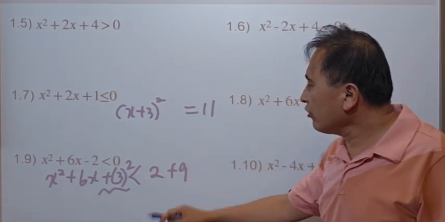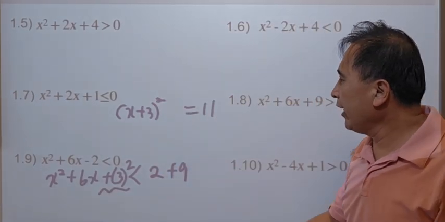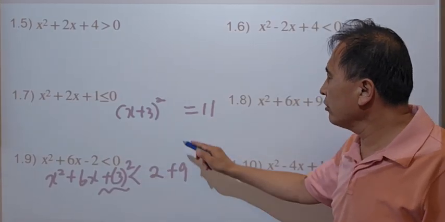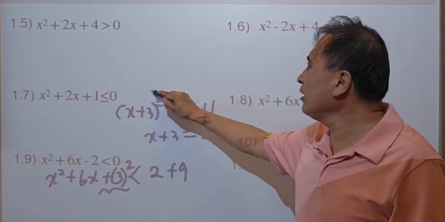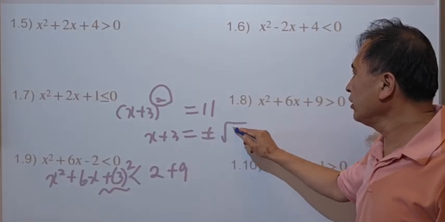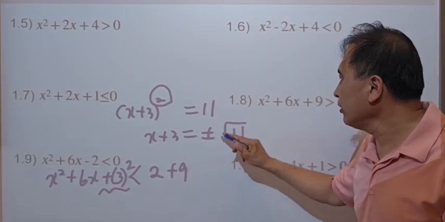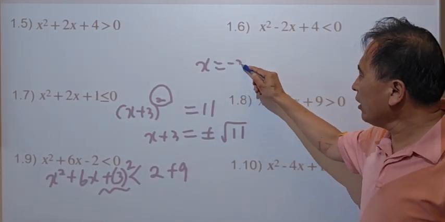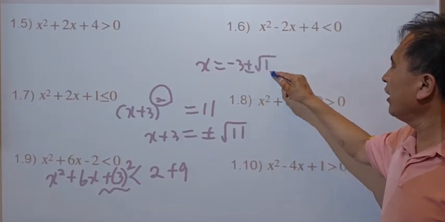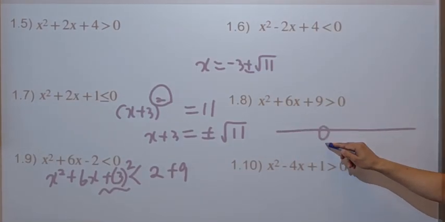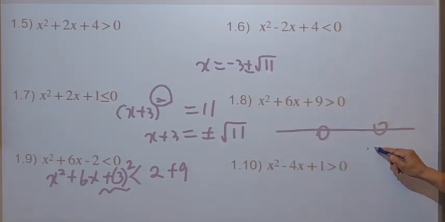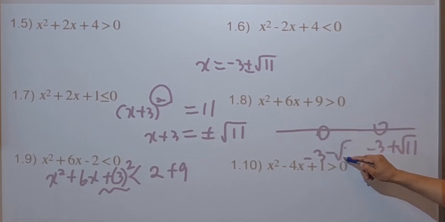So all the time try to find the equation first, so I change it to the equation. So that means x plus 3 equals what? Plus or minus, when you get rid of the square, plus or minus square root of 11, right? So x equals negative 3 plus or minus root 11. So those are the two zeros right there. Then let's draw the graph. The zeros are at negative 3 minus square root 11 and negative 3 plus square root 11 here, right?